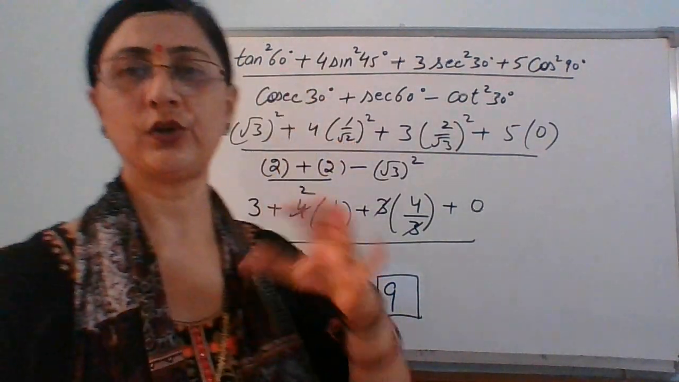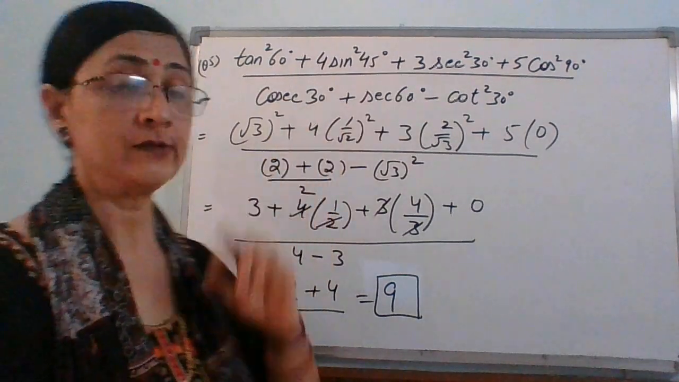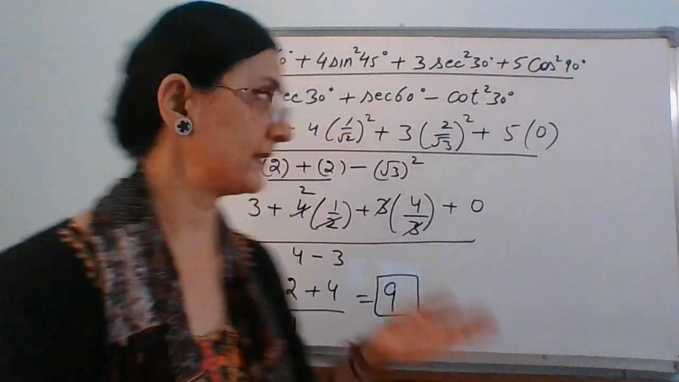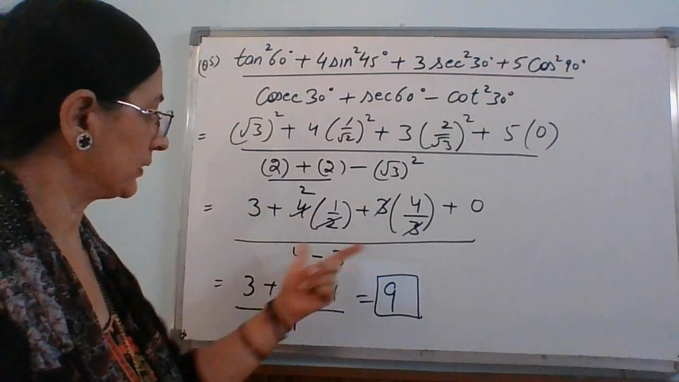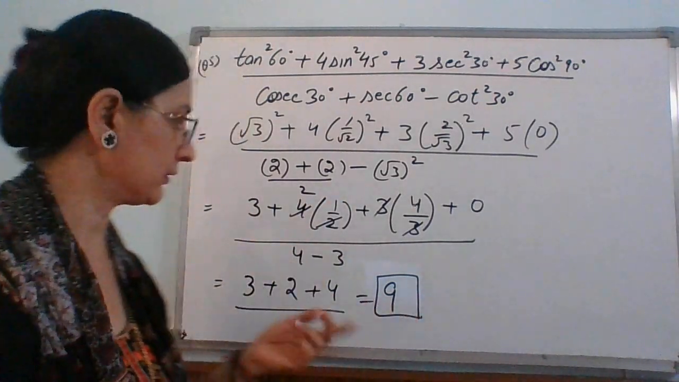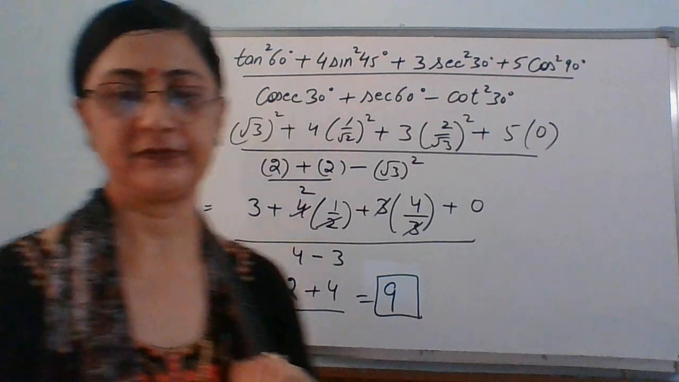If we have numerator and denominator, just substitute the values. Values should be correct. You get the step-by-step marks, right? Correct values you should substitute, then solve accordingly. If cancelling happens, then cancel. In the last you get the perfect answer.